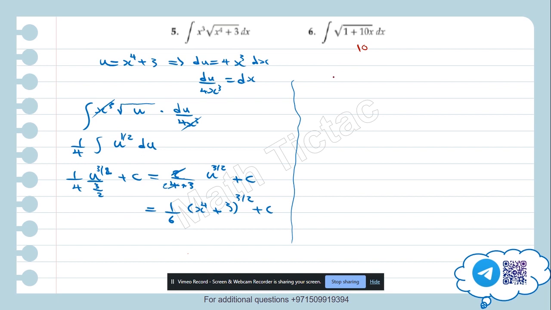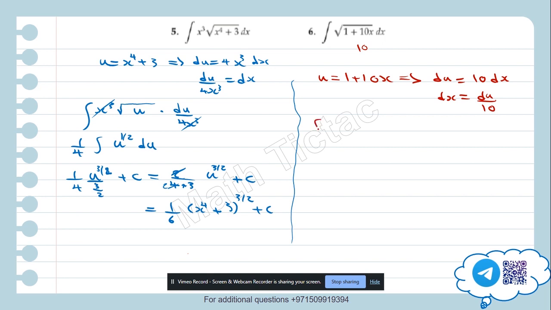So in the integration of the square root of 1 plus 10x dx, I can substitute u equal to 1 plus 10x. After that, du will be equal to 10 dx. So now solve for dx: dx is equal to du over 10.